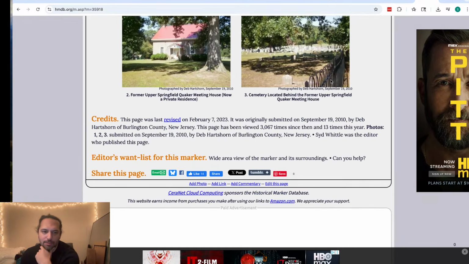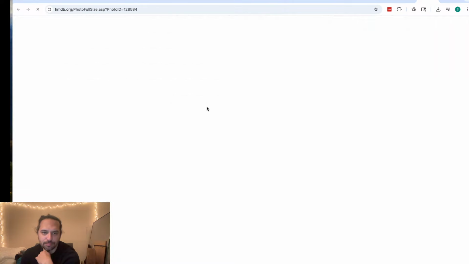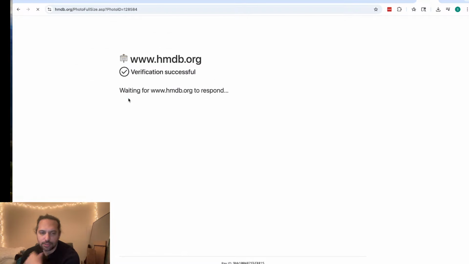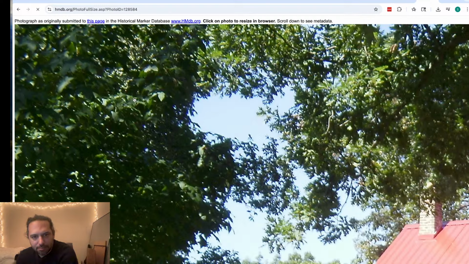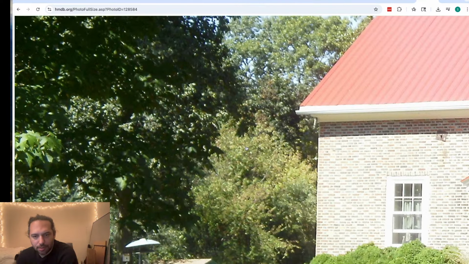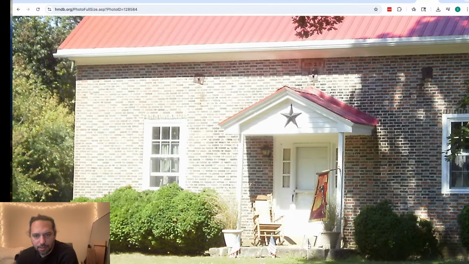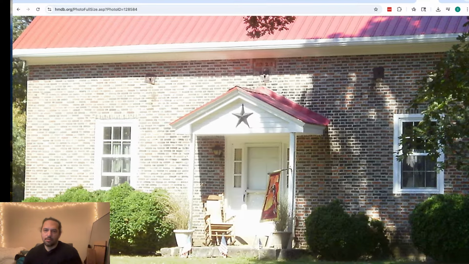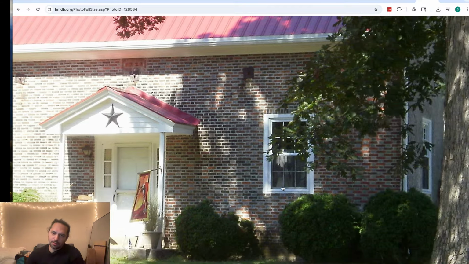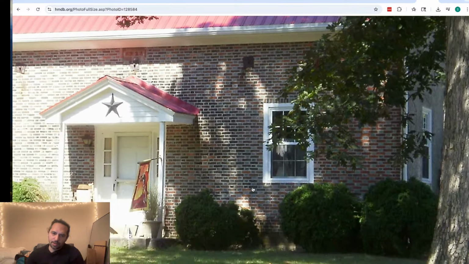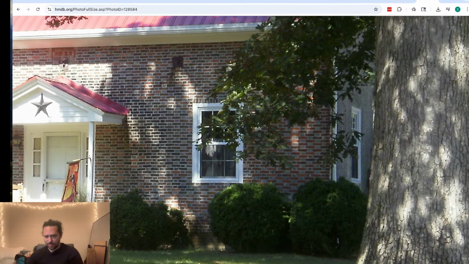Oh, look at this. I didn't even scroll down to verify every time. Whoa. Okay, there we go. Look at that. Wow. Look at the brickwork. Look at that brickwork. Flemish Bond, right? Is that what it's called? Flemish Bond? Or is that different?